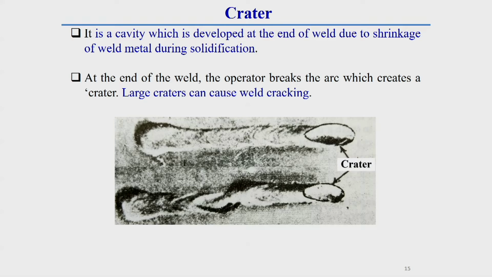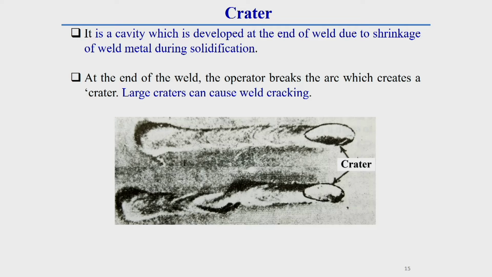So, first of all, in this welding operation, this has a significant effect, and these types of phenomena occur very frequently. It is called a crater. A crater is generally a cavity which develops at the end of the weld due to shrinkage of weld metal during solidification. So, what is a crater?